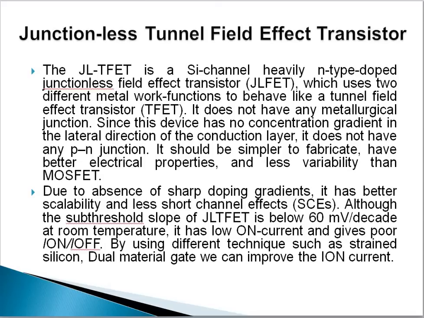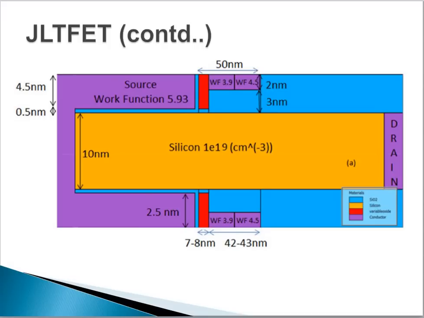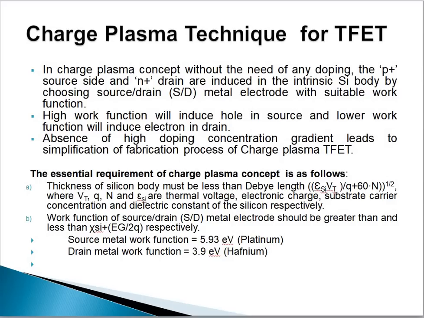This is the example of the junctionless field effect transistor in which we are using two metals at the gate terminal. One is at the source end and two is at the gate end. There is no need of connecting any metal work function at the drain terminal in case of junctionless TFET. Next is the charged plasma technique of TFET.